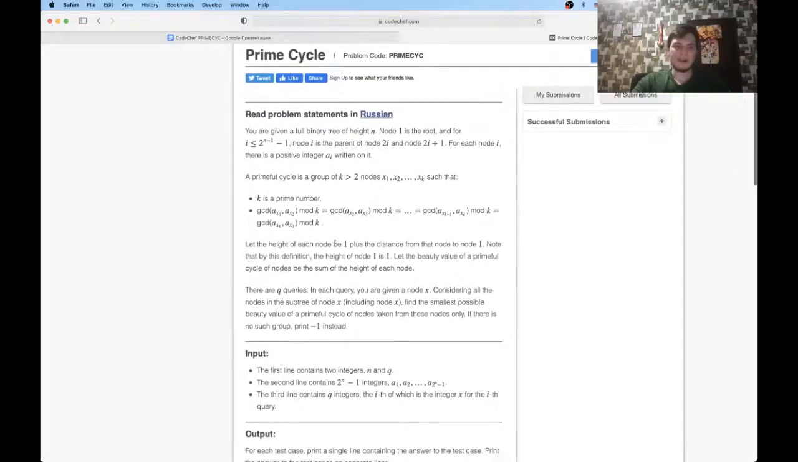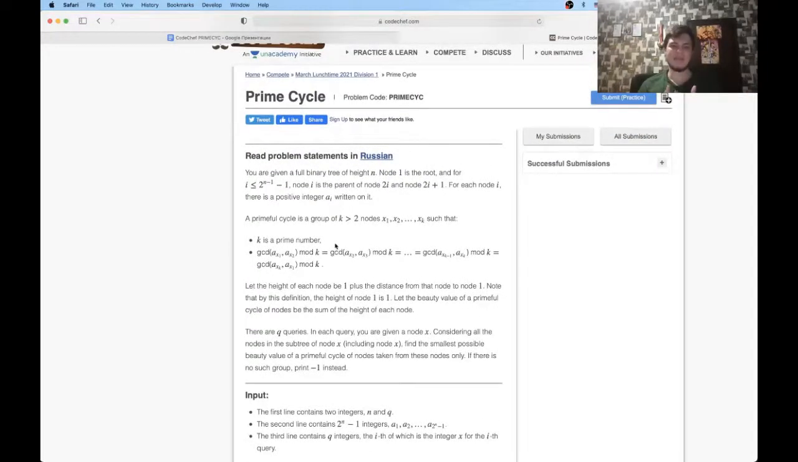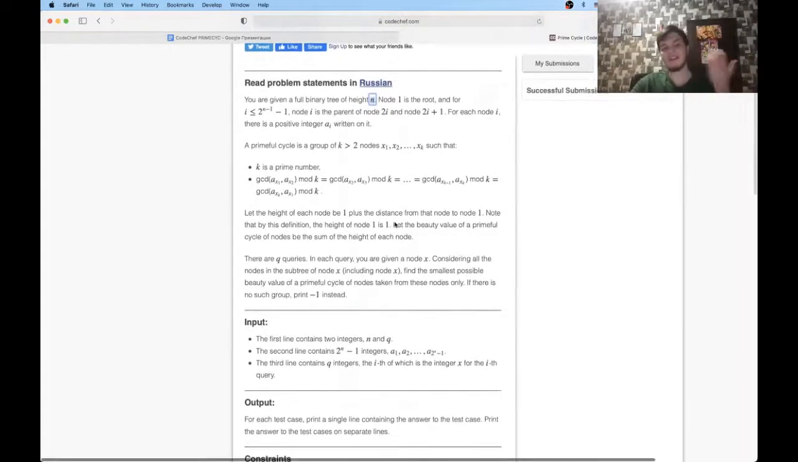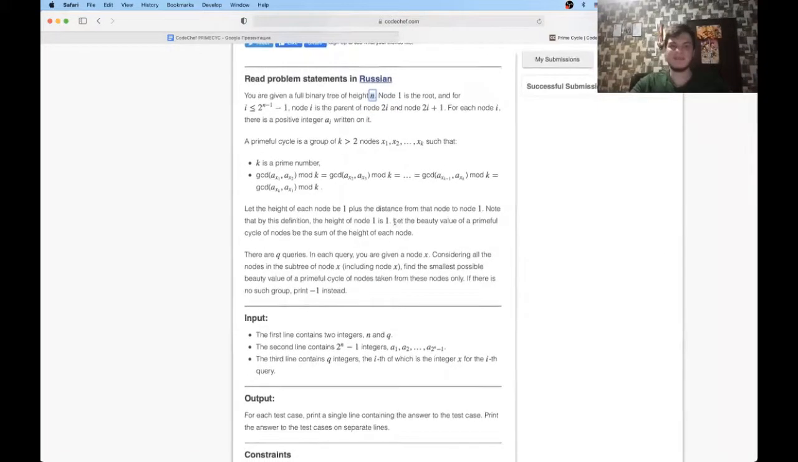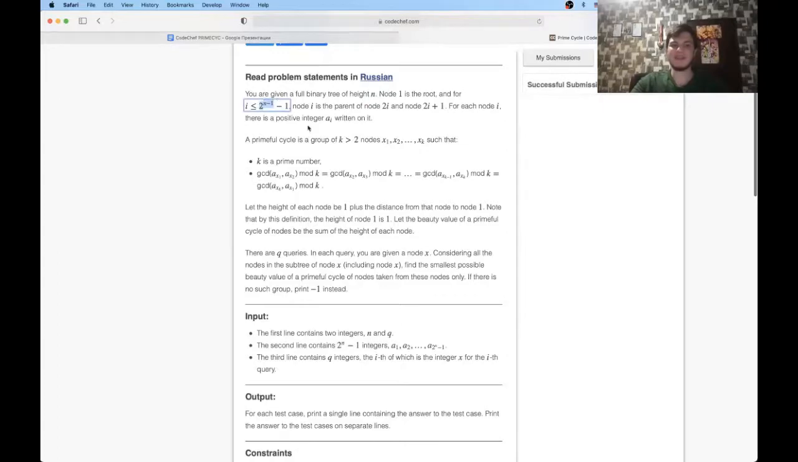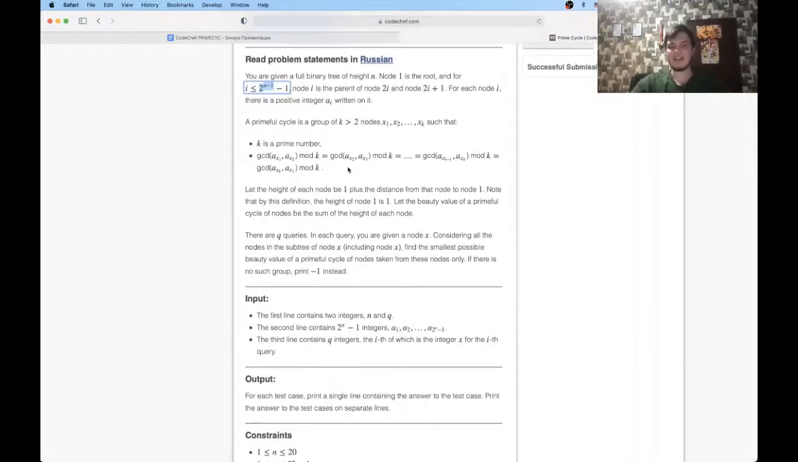So the problem was called PRIMECYC, and in it you were given a full binary tree of height n. Note that the tree is of quite small height, but this doesn't mean that it has few nodes. It has 2 to the power of n minus 1 nodes, because it's a full binary tree. And we are given this tree, and also every vertex has a value written on it, which is given by A_i.